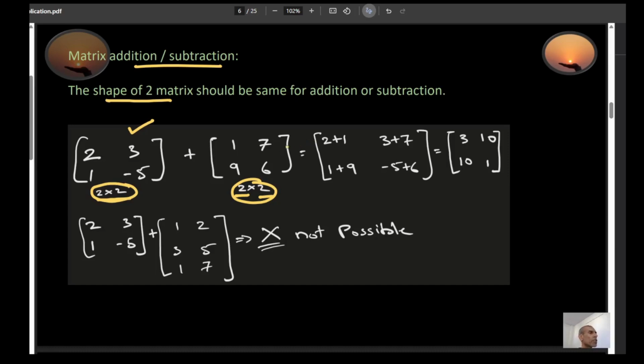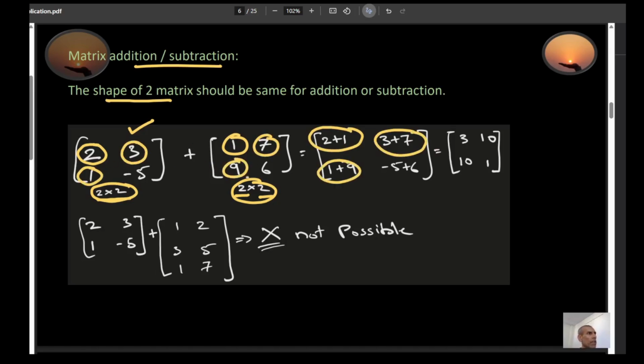And the way you do matrix addition, you just add the corresponding elements. So you add 2 to 1 and you get 2 plus 1. Then you add 3 to 7, you get 3 plus 7. You add 1 to 9, you get 1 plus 9. And then you add minus 5 to 6, and you get minus 5 plus 6. And you solve it, and this is your matrix right here: 3, 10, 10, 1. And the shape of this matrix is going to be 2 by 2, same as the shape of these matrices.